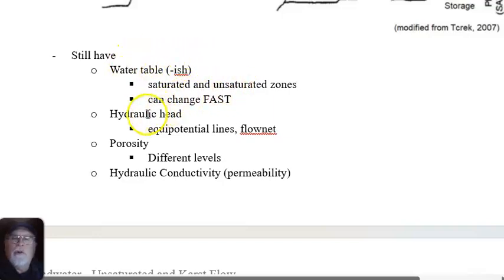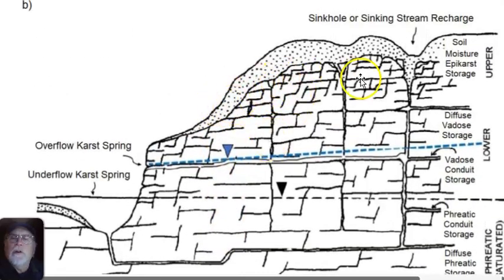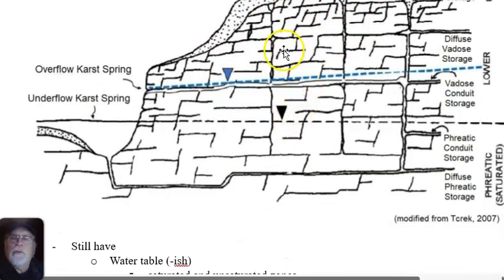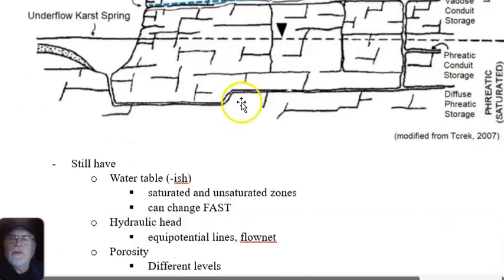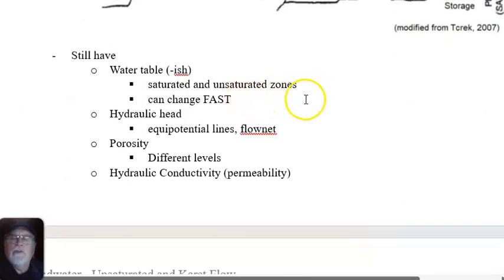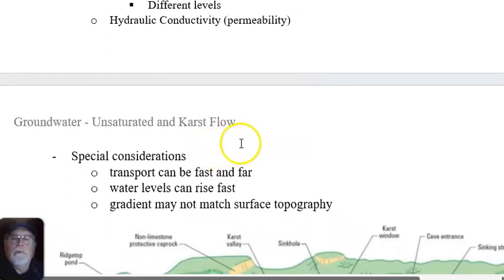We do have a hydraulic head. We can draw equipotential lines. We put in flow nets. Water still flows downhill. It does have a porosity. Now, we can see here, we have little porosity in the rocks, and then we have big porosity in the cracks, and we have bigger porosity even in the bigger cracks. So we can have different levels of porosity. It does have a hydraulic conductivity or permeability.